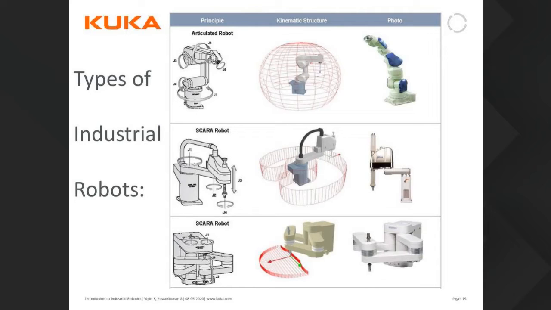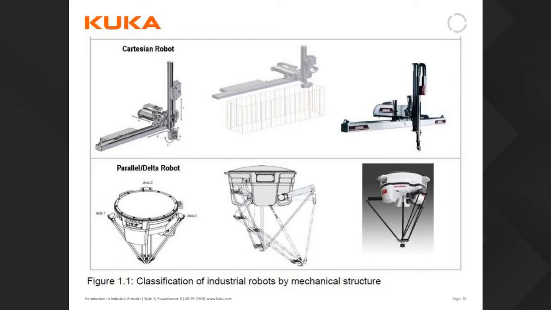But when it comes to cycle time, it's the time taken to complete one process, maybe a welding. To complete a welding is a cycle, that can be called cycle time, or any other process. The time taken to complete that process is called cycle time. So when you look at cycle time, the SCARA robot has an advantage over the articulated robot and even the Cartesian robot, and the Delta robot is faster than our SCARA robots also.